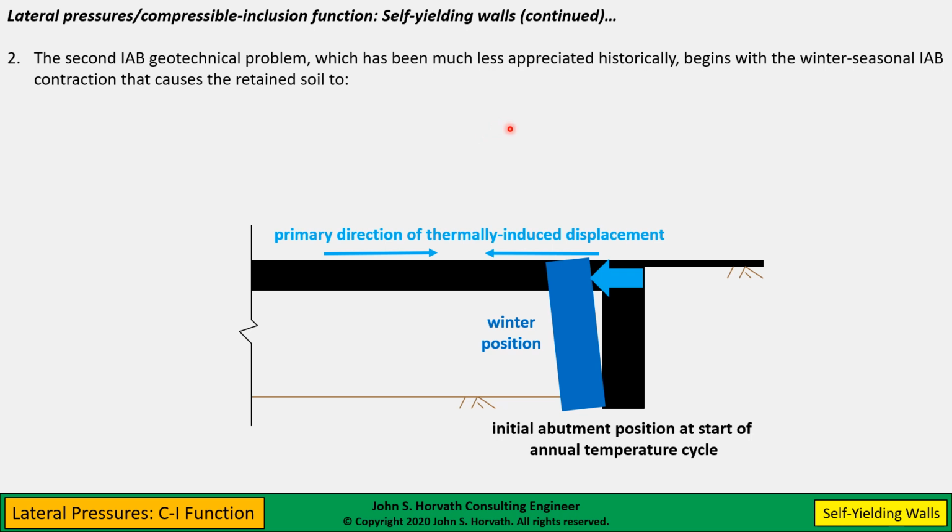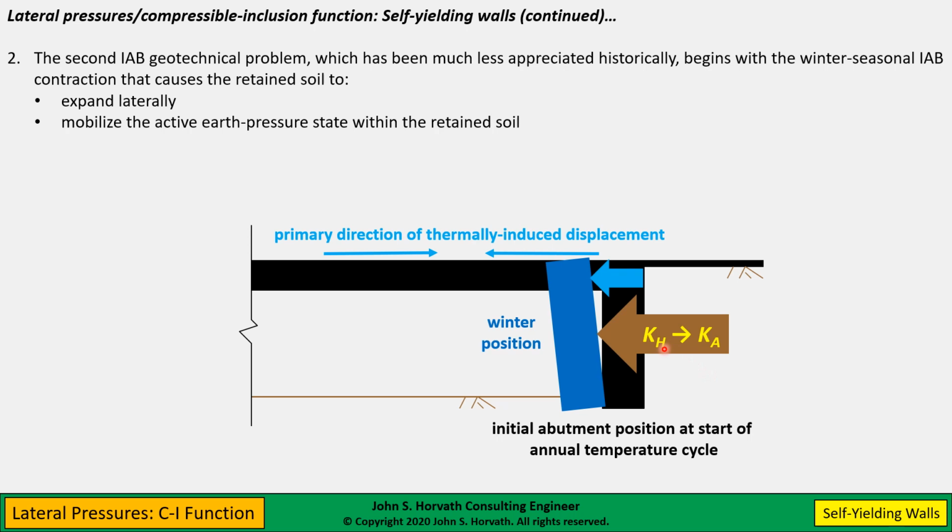Well, the second integral abutment bridge geotechnical problem, and one that I feel has been much less appreciated historically, begins with the winter season contraction of the bridge deck that pulls the abutment away from the retained soil. Well, this allows obviously the retained soil to expand laterally because, unlike with the traditional jointed bridge, where this abutment was fixed in time and space, it's no longer that. So this abutment can no longer retain the soil as it did with jointed bridges. So the soil expands laterally. The earth pressures will tend to go to the active state within the retained soil.